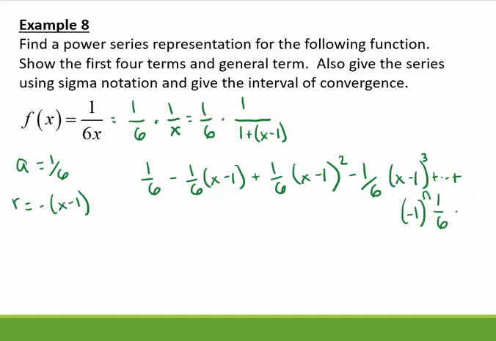Why you didn't like that. 1/6 times x minus 1 to the n, and then plus dot dot dot. I ran out of room. That's really not good of me. Okay, now to find the radius, negative 1.